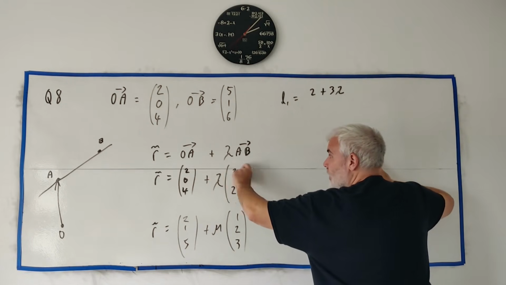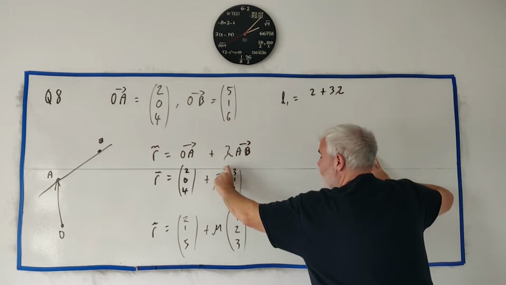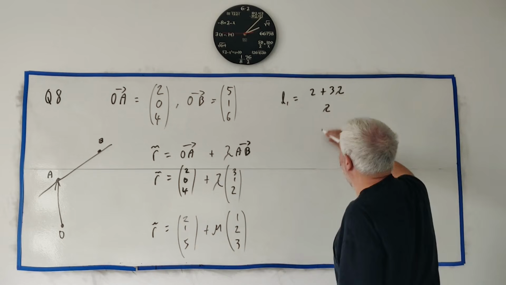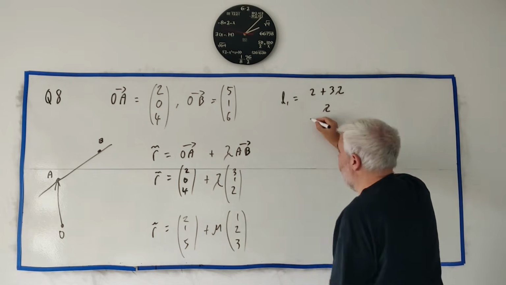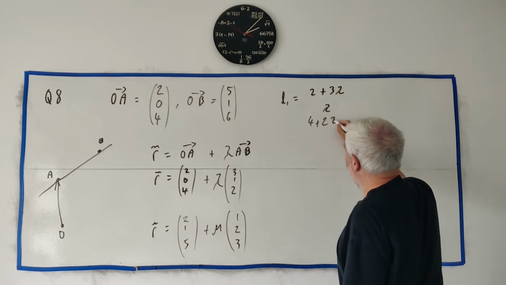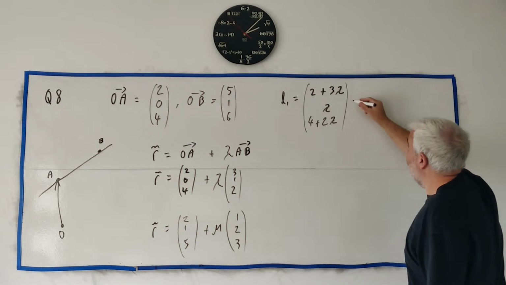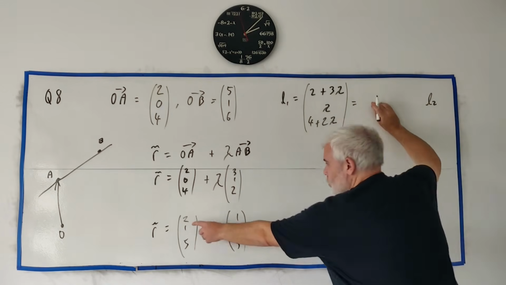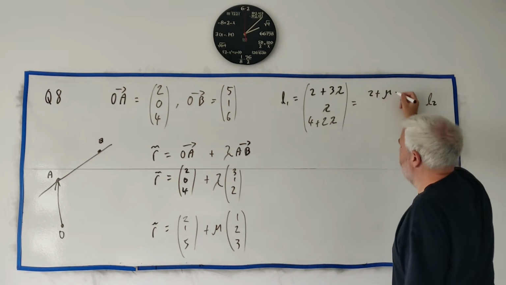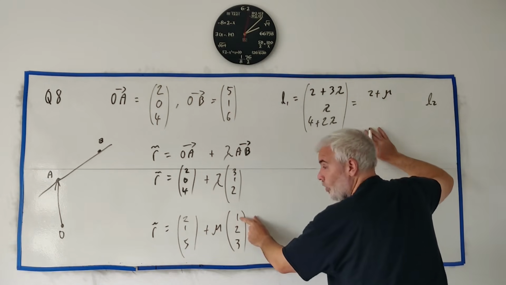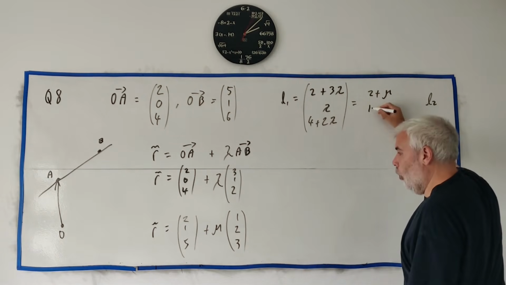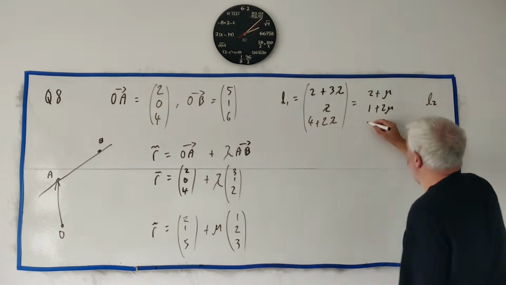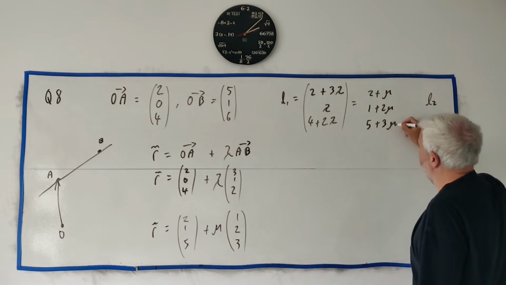That's all the I parts, the 2 here and 3 lambda. The J parts are 0 plus 1 lambda, so that's just lambda. The K parts are 4 plus 2 lambda. That's one vector, and that's going to equal the L2 line. That's going to equal 2 plus 1 times mu, 1 plus 2 times mu, and 5 plus 3 times mu.